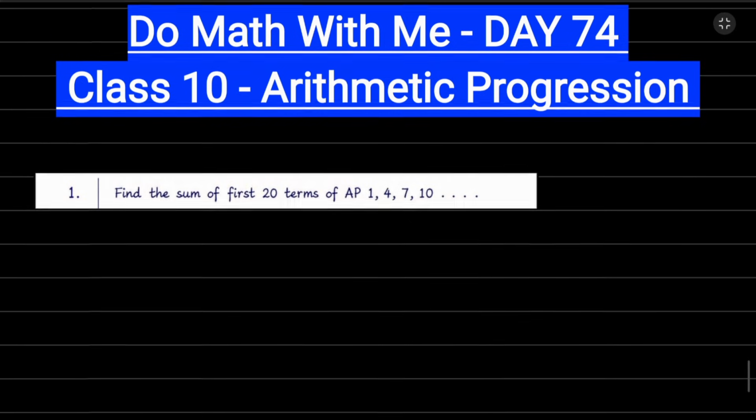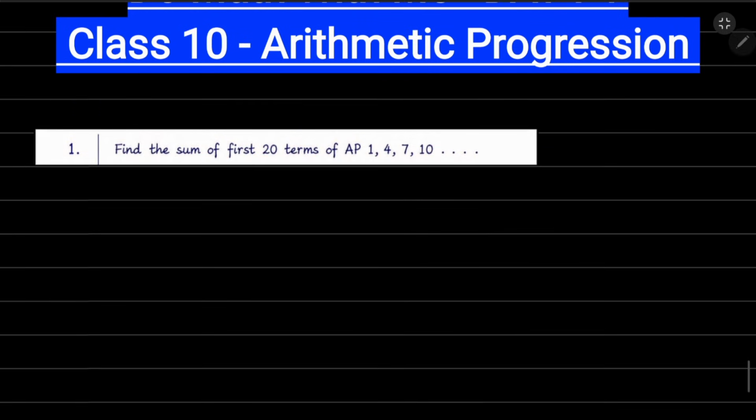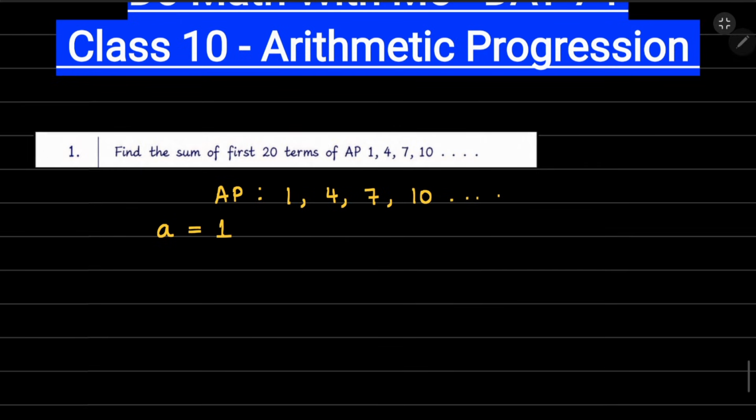The very first question of the day is, find the sum of first 20 terms of AP 1, 4, 7, 10, etc. So you have to remember a formula. Suppose you are given an AP. The given AP is 1, 4, 7, 10 and so on. The first 4 terms are given to you. So you can write the first term, a is equal to 1. What is the common difference? d is nothing but the second term minus the first term. So it's 4 minus 1, which is 3.